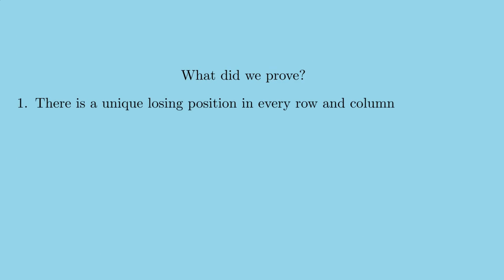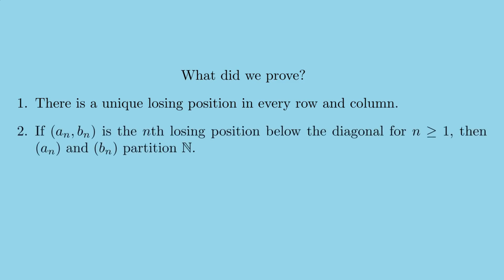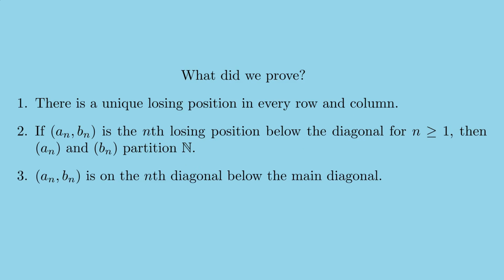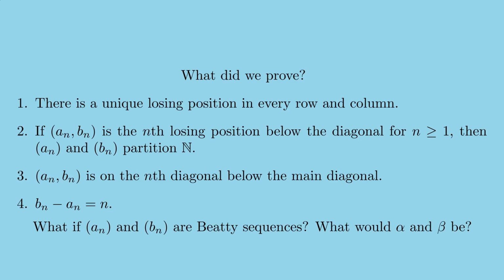Anyway, so what have we proven? We've shown that 1, there is a losing position in every row and every column, which means that the row and column coordinates of the non-zero losing positions below the diagonal partition the positive integers. And 2, the losing positions below the main diagonal are in consecutive diagonals, which means that the difference in coordinates equals n. Well, hold on. Look at that. A sequence that partitions n? A wild and crazy guess is that these coordinates are Beatty sequences.